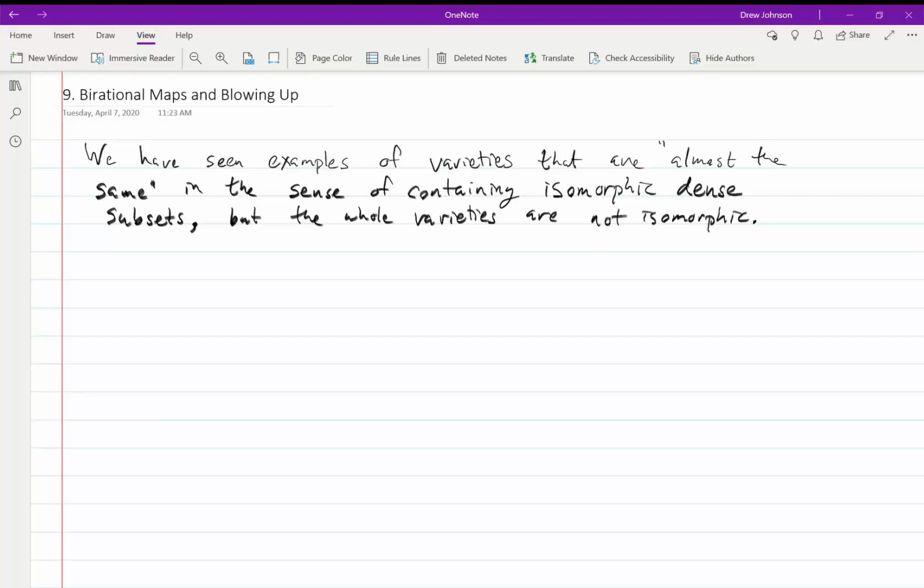Okay, we're now on chapter 9, Birational Maps and Blowing Up. To introduce this chapter, let's recall that we've seen examples in this class of varieties that are almost the same, in the sense that they contain dense open subsets that are isomorphic, but the varieties themselves are not isomorphic. So let me tell you what I mean.